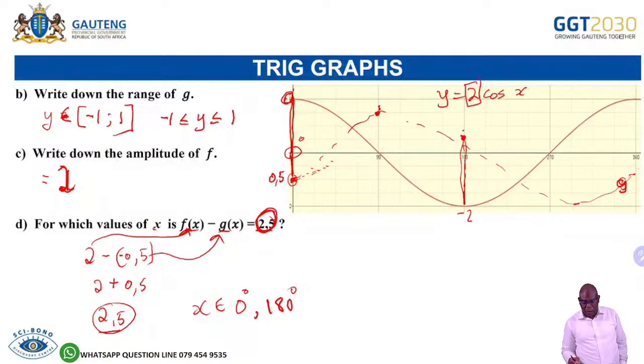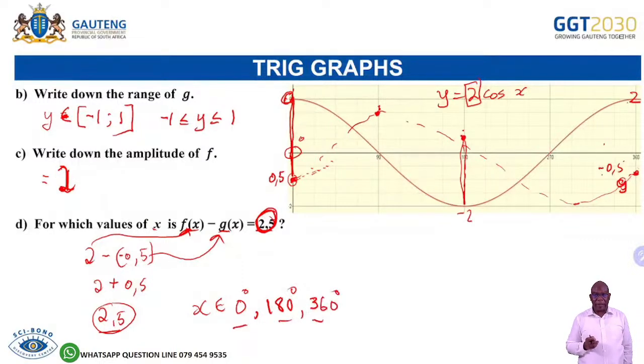Where again will that give us 2,5? This graph is at 2, and at that point the other is at negative 0,5. Remember, it's the top graph minus the bottom graph. So again, it will be at 360 degrees. So at these three angles, when we subtract the two graphs, we are going to get 2,5. That is what the question is asking.